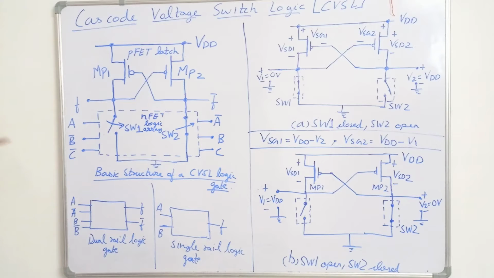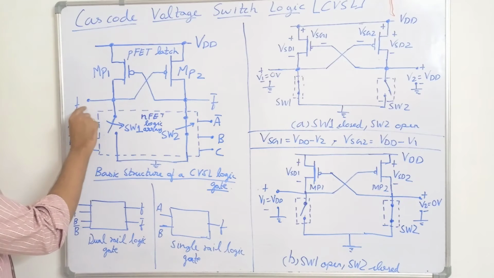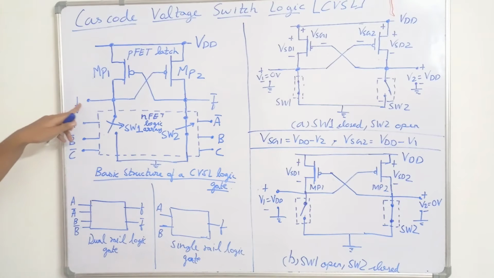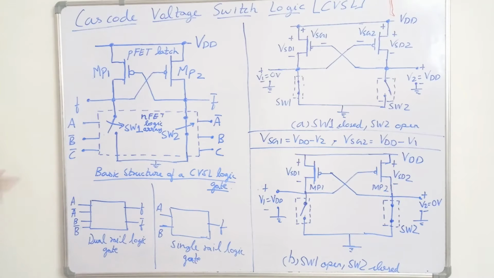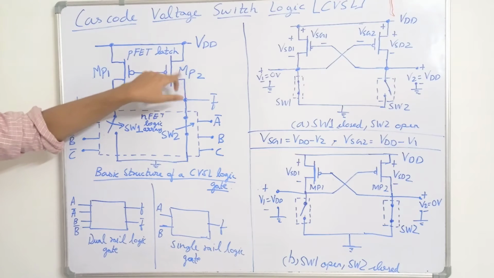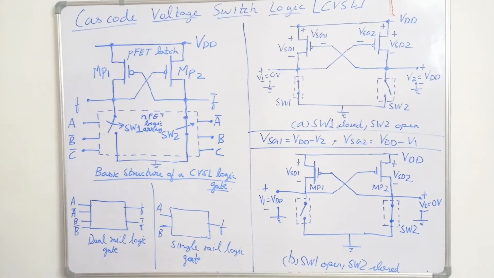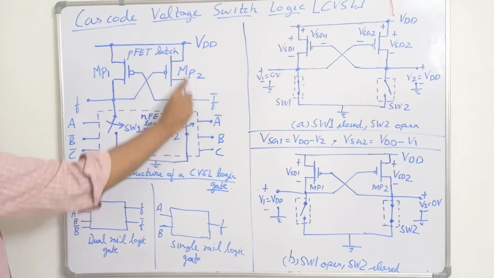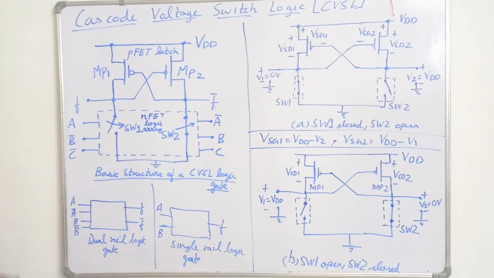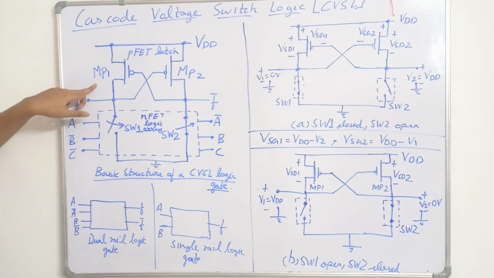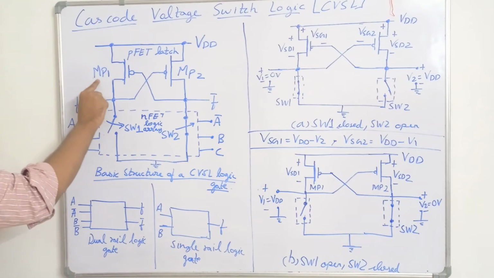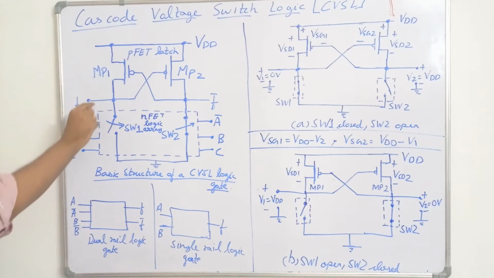So F and F bar are complementary of each other. If F is 0, F bar will be 1, and if F bar is 0, F will be 1. Because if F is 0, this PMOS will be in on state, so F bar will be connected to VDD or high logic. And if F bar is 0, this MP1 PMOS will be in on state, so F will be connected to VDD. In this way this will work.